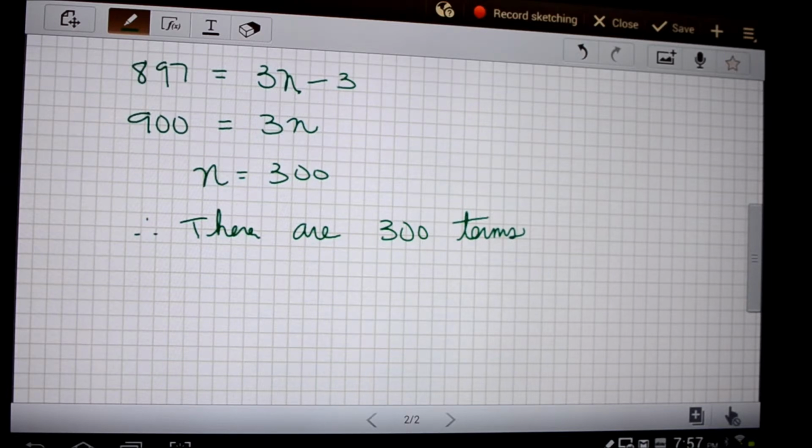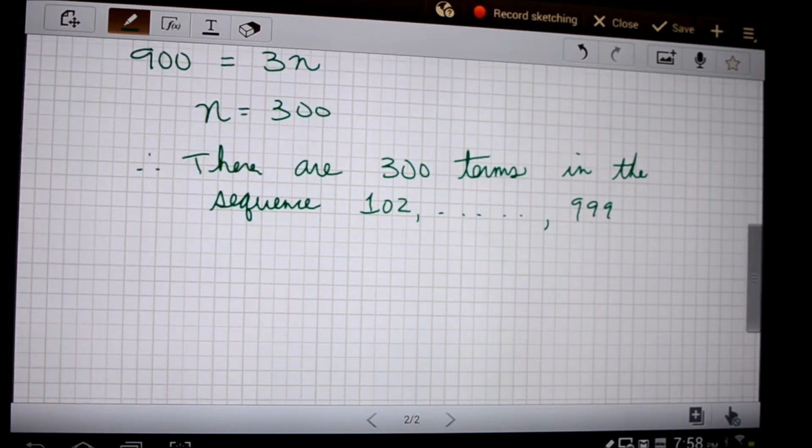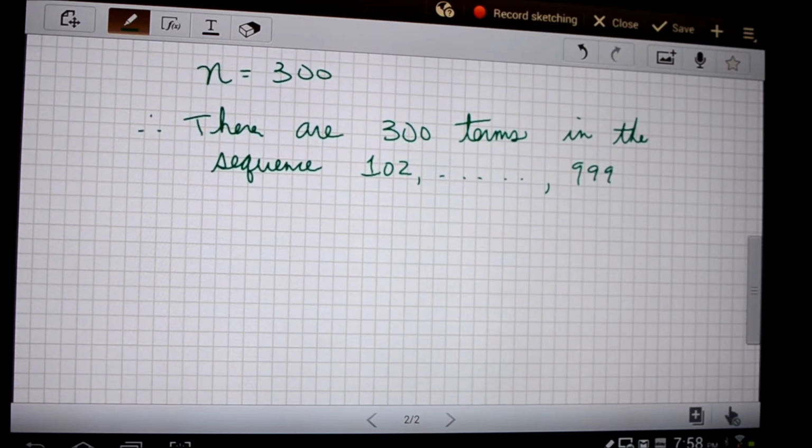In this sequence, it starts with 102 and ends with 999. We're still not done with the problem. You always have to keep asking yourself after you've done all this stuff, am I done with the problem? No, you're not. The whole goal of this problem was to find the sum of the multiples of 3 between 100 and 1,000. So we're still trying to find that. But fortunately, we're finally ready to do that.